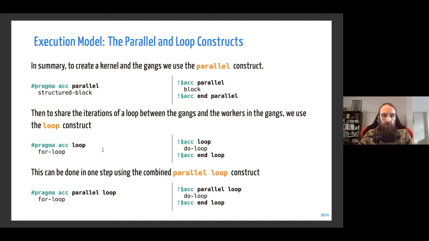So this is the summary of these constructs. You have the parallel one that creates the kernel and also creates gangs that will execute this kernel. So the gangs are the blocks of threads, okay? And then you have the loop directive that says that the iterations of the loop should be shared between the gangs and the workers in the gangs, okay? And this can be done using the combined construct parallel loop. So you say that you want to create a kernel with the loop and then share the iterations of the loop amongst the gangs and the workers.